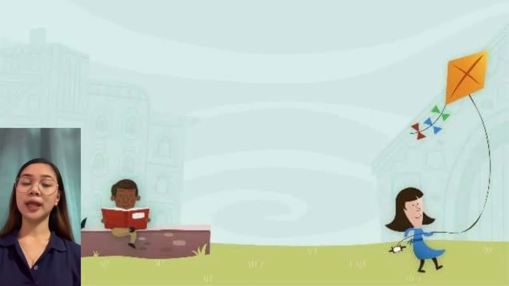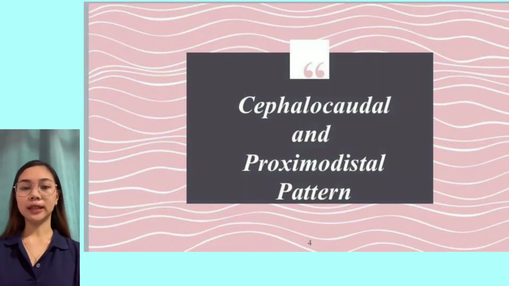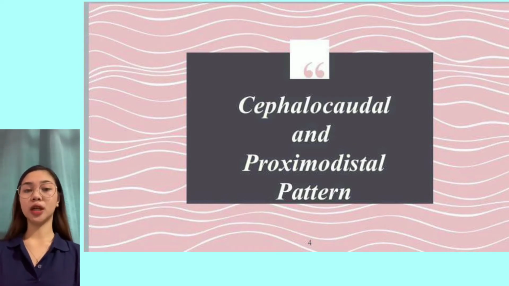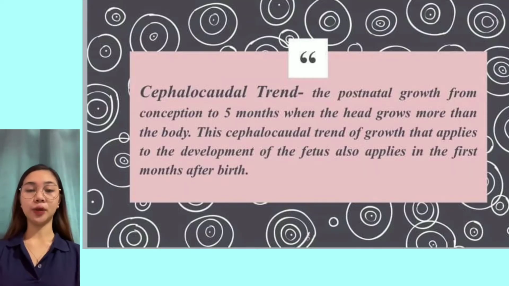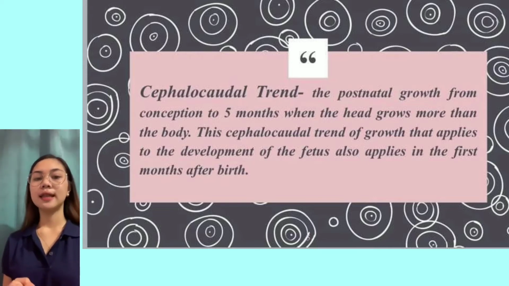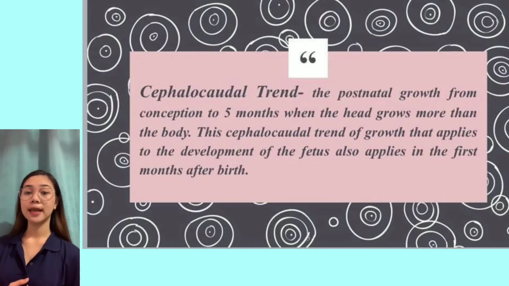Our topic for today is all about the physical development of infancy and toddler: the cephalocaudal and proximodistal patterns. So what is the cephalocaudal trend? It is the postnatal growth from conception to 5 months when the head grows more than the body. This cephalocaudal trend of growth that applies to the development of the fetus also applies in the first month after birth.